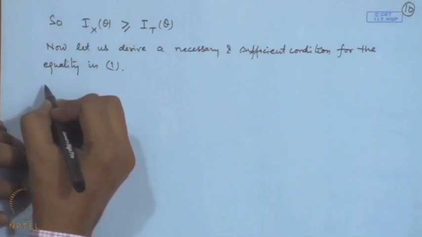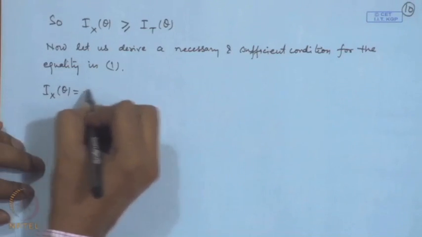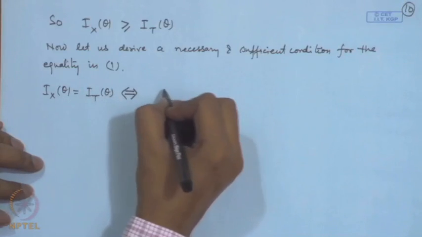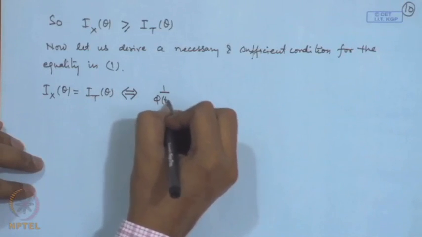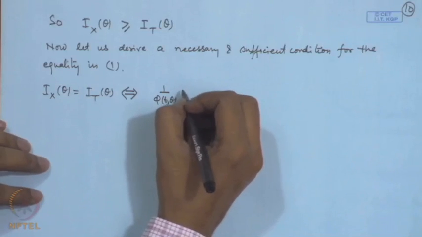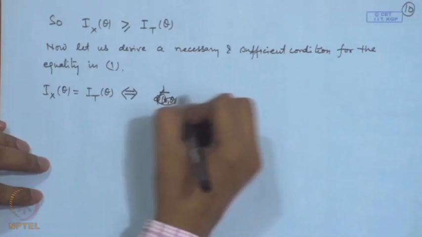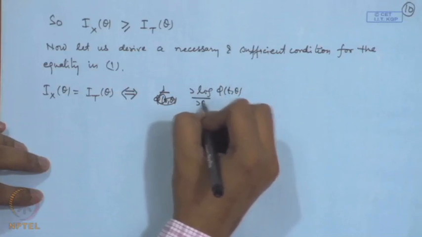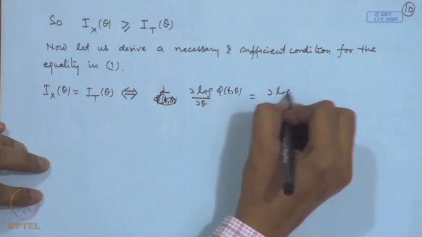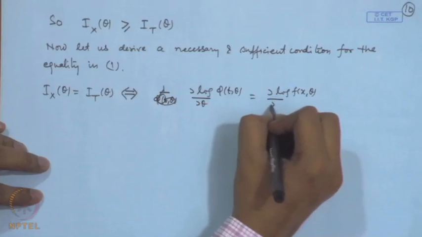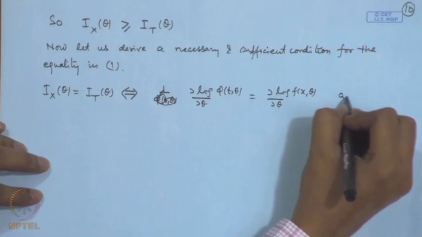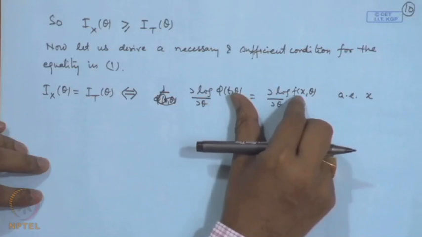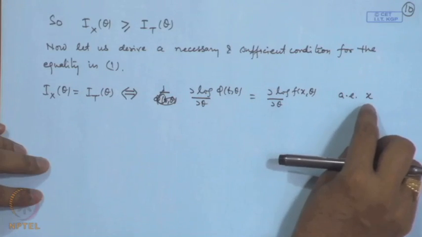So, I_X(θ) equal to I_T(θ) is equivalent to saying that ∂ log φ(t, θ)/∂θ is equal to ∂ log f(X, θ)/∂θ almost everywhere. That means the set of values of x where this is not true will have probability 0.